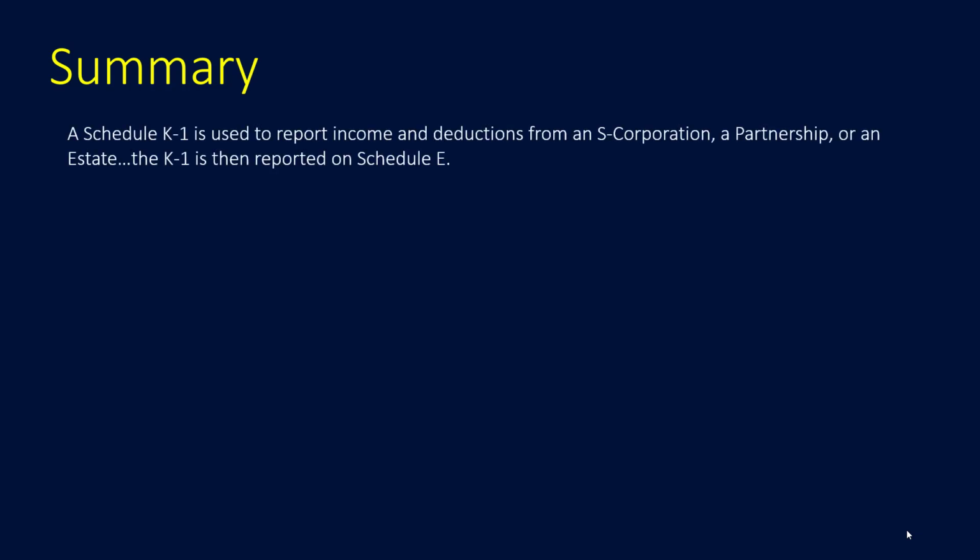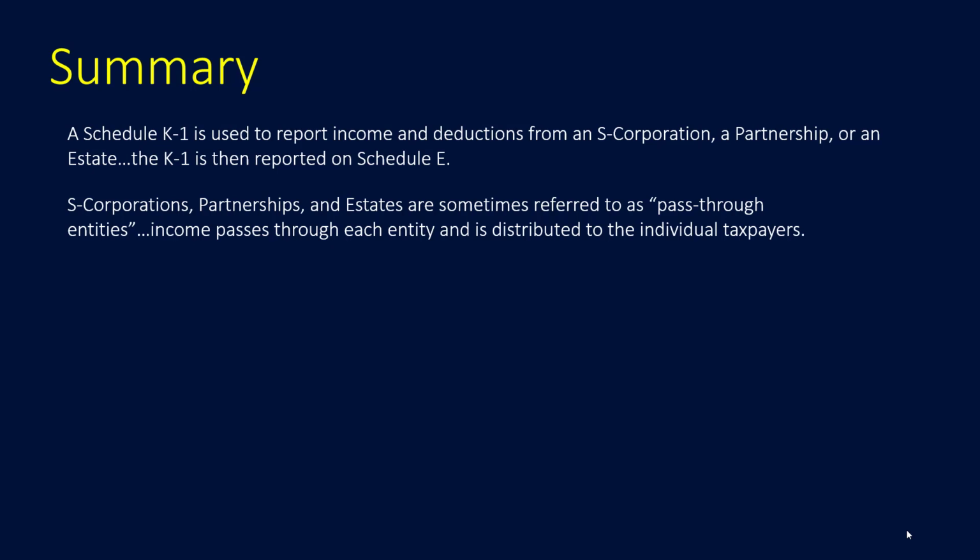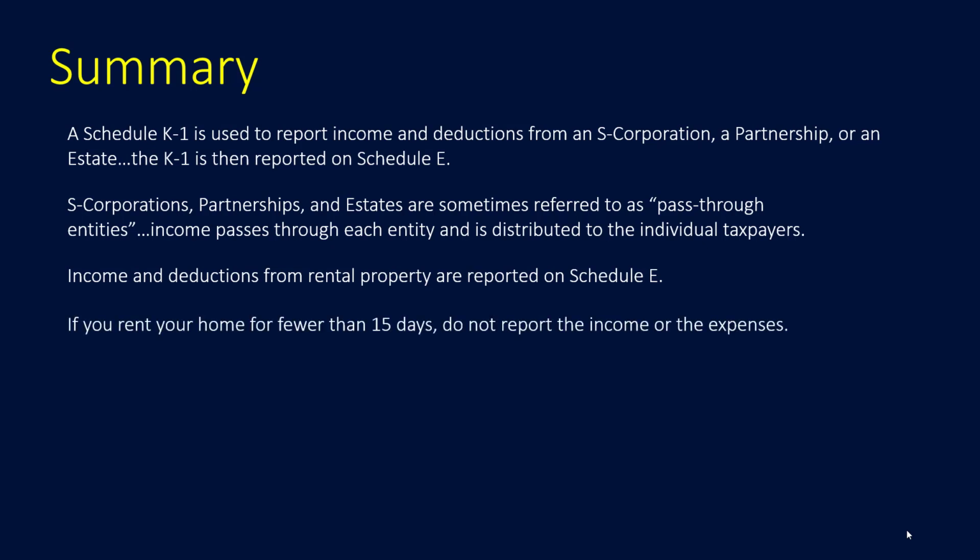So in summary, a Schedule K-1 is used to report income and deductions from an S corporation, a partnership, or an estate. The K-1 is then reported on Schedule E. S corporations, partnerships, and estates are sometimes referred to as pass-through entities. Income passes through each of these entities and is distributed to the individual taxpayers. Income and deductions from rental property are reported on Schedule E. If you rent your home for fewer than 15 days, do not report the income or the expenses.